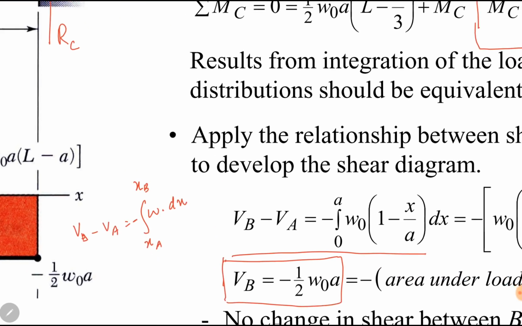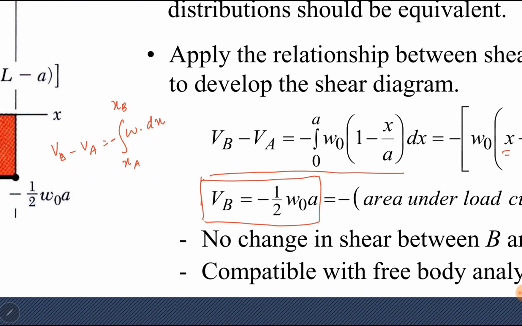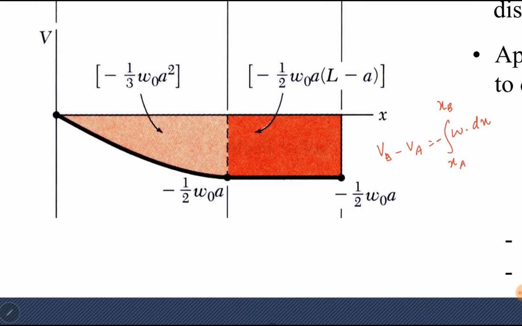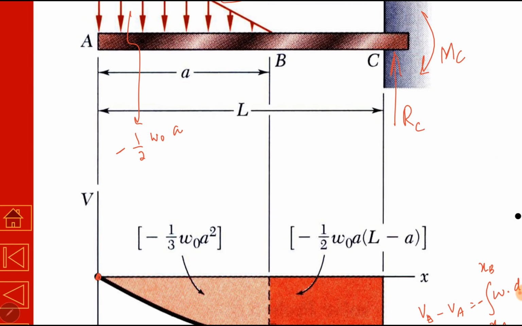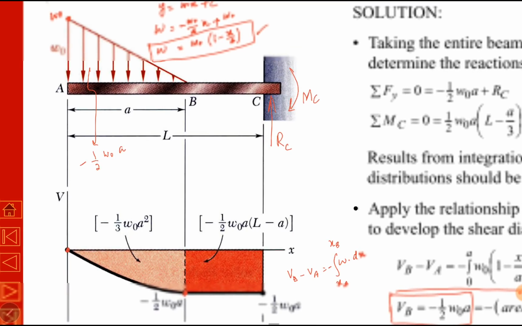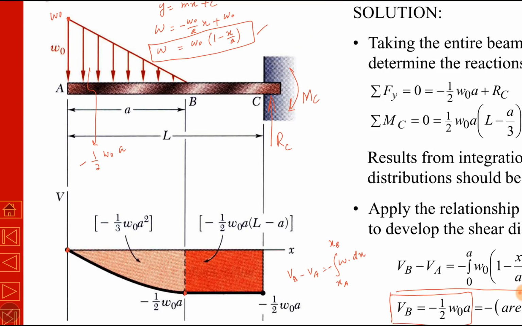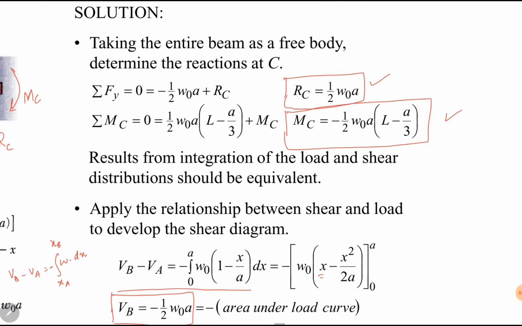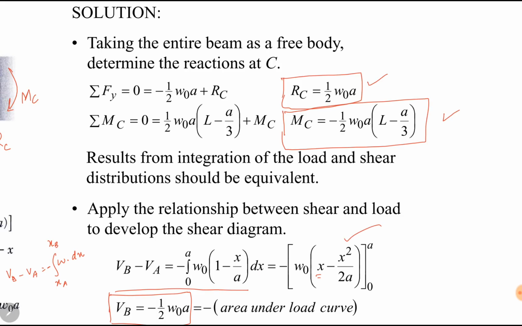Anyways, VB has been found. VA was 0. There is no concentrated force at the end point. VB is minus 1 over 2 W naught A. They need to be connected using a quadratic line because the load is linear, so the shear force must be quadratic. It should be 1 degree higher. The expression is a quadratic expression.